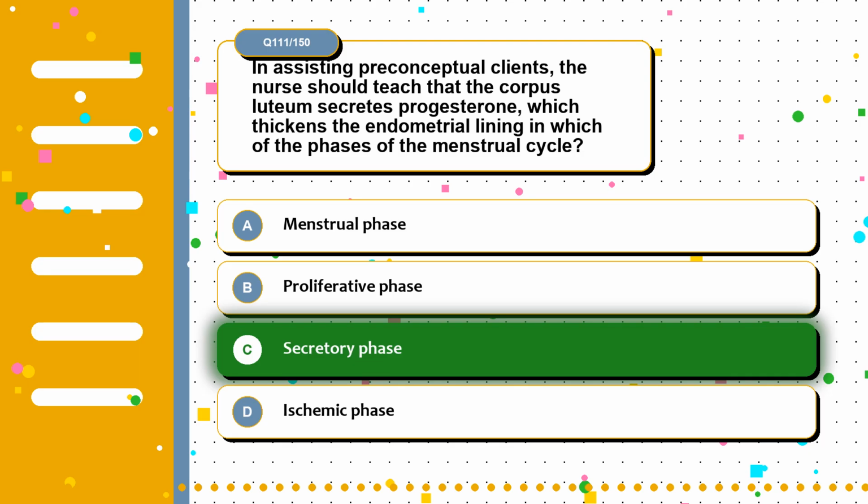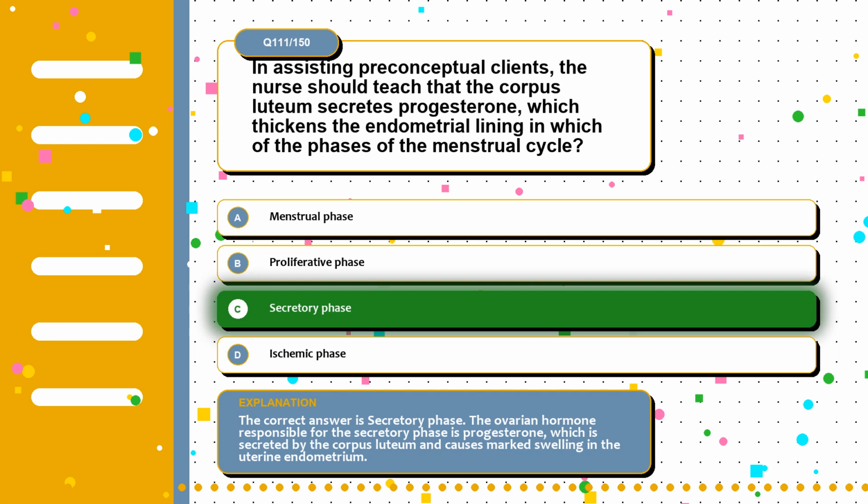The correct answer is option C. Secretory phase. The correct answer is secretory phase. The ovarian hormone responsible for the secretory phase is progesterone, which is secreted by the corpus luteum and causes marked swelling in the uterine endometrium.